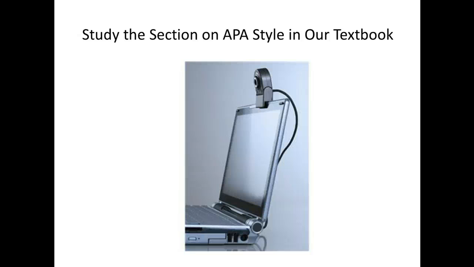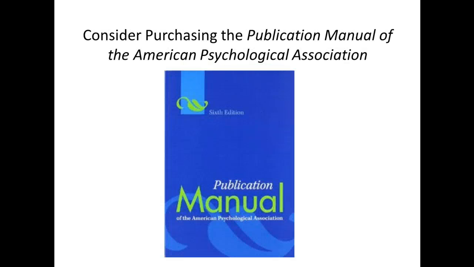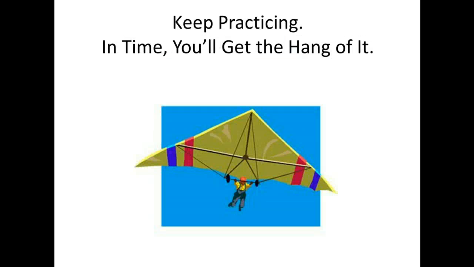You can study the section on APA style in our textbook, but if you'd like to go a step further, you can consider purchasing the Publication Manual of the American Psychological Association, and this can be purchased online from any reputable book dealer. This is the book that everyone uses when creating the rules for APA, and you see the 6th edition, which is the most current. You need to know what the latest edition is. Right now it's the 6th, and that is the one we all go by.